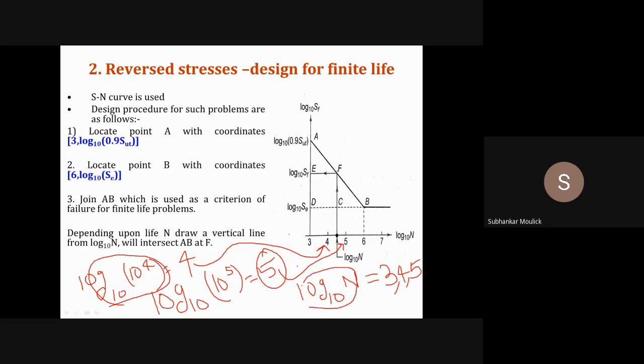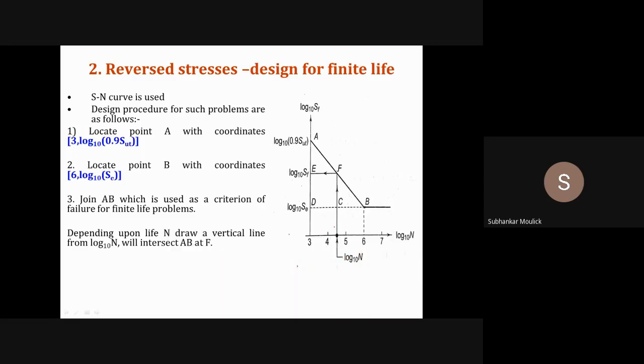That is log base 10 of n is equal to this value 6, value 7, value 5. It can be in between 5 and 6. It can be in between 4 and 5. Is it clear to all of you? Yes, sir. Okay. So, in this particular problem, this life is given to you, and that life is varying in between 4 and 5. That means the component which I am designing for fatigue might have a finite life which ranges between 10 to the power 4 cycles to 10 to the power 5 cycles.